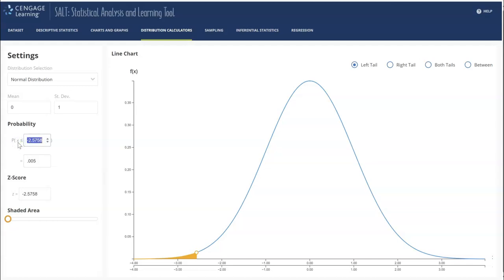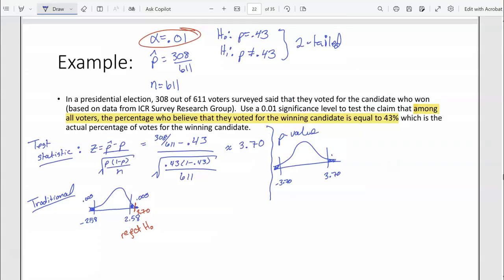So that's my right tail. 3.7, and it's going to be pretty small, 0.0001. I'll go 4 decimal places, 0.0001, which means this has to be the same. So the p-value is this plus this, which is 0.0002.